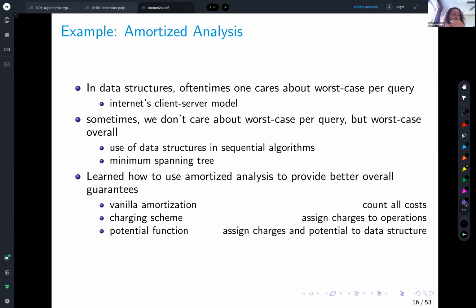And the ultimate technique here was the potential function, right? That we assign charges and potential to the data structure itself, right? And we say, okay, now the configuration of the data structure has a certain potential. And then what we need to argue is that if there is an expensive operation, then the potential will also drop by a lot and it pays for it, right? So the potential of your data structure is what is giving you the credit, right? So these were in order of generality.